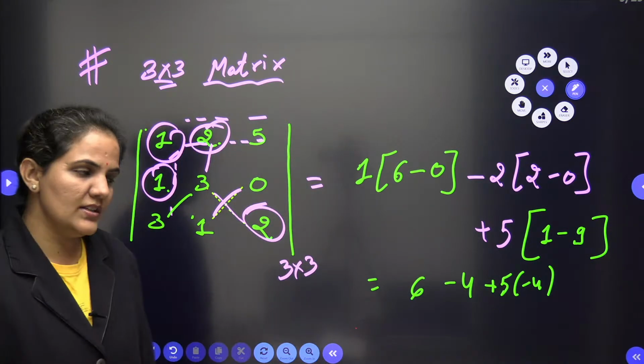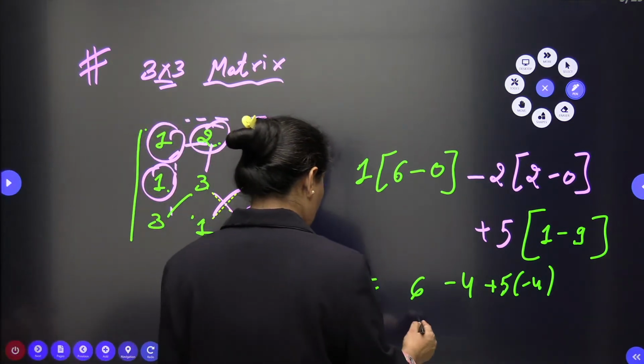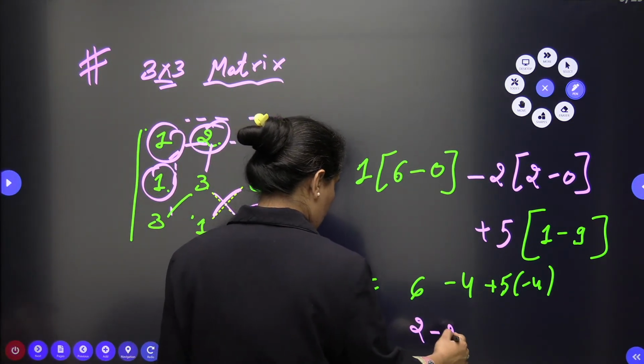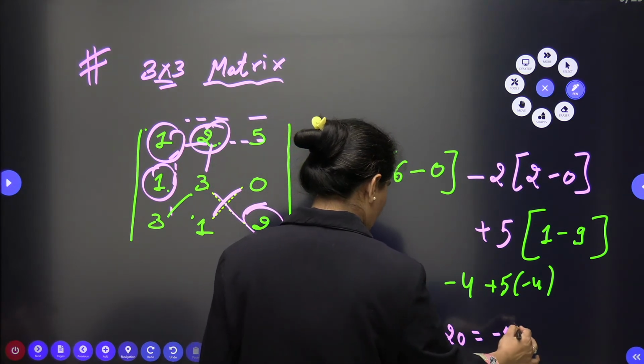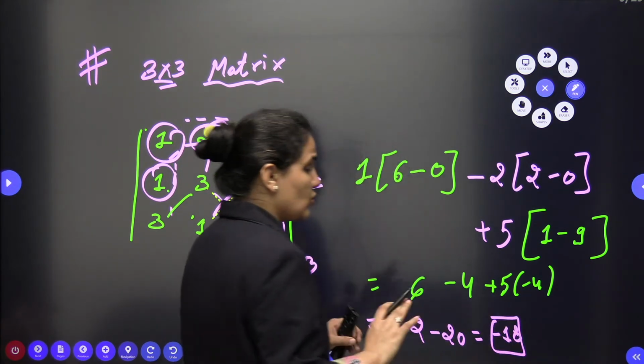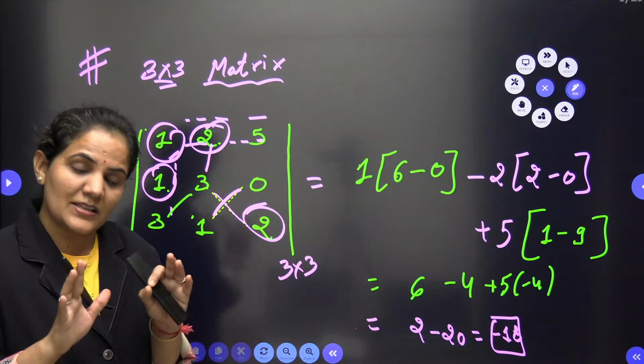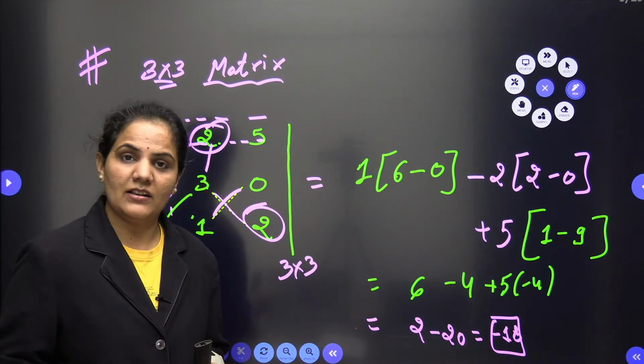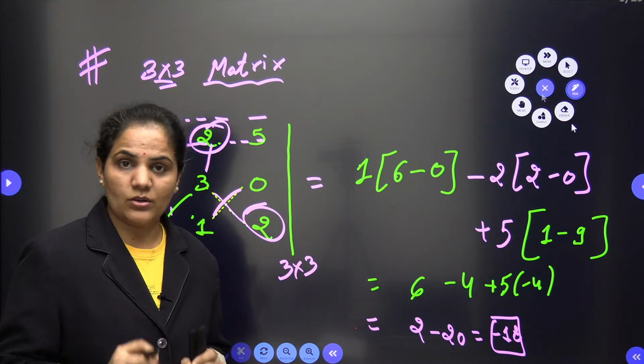So will you tell me what is the value if we will solve? We are having from here 2, we are having from here minus 20. So hence my determinant will be minus 18. So this is the common method, the simple method, the conventional method for solving a determinant of a 3 cross 3.